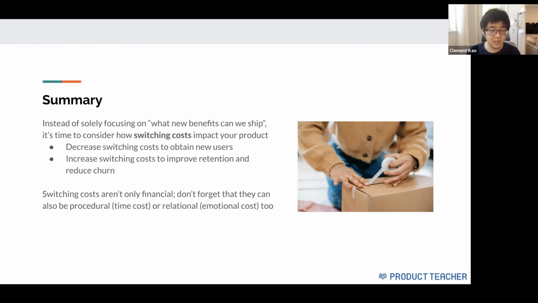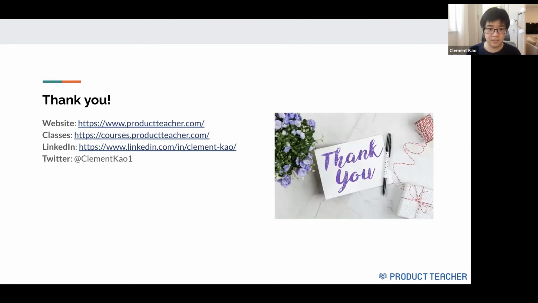And again, keep in mind that switching costs aren't always just financial, right? You don't have to be the lowest priced product on the market. You can actually occupy a really premium position in the market, because what you're doing is you are tackling procedural costs. What you're doing is you're tackling relational costs. And that means that people will see your product as the highest return on investment and therefore select you versus the competition. And with that, that wraps up my presentation.